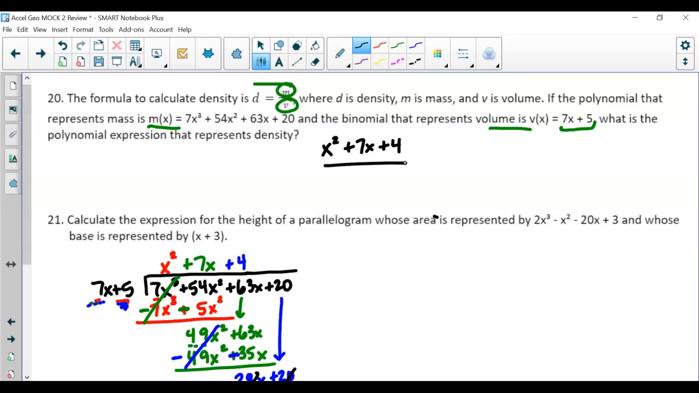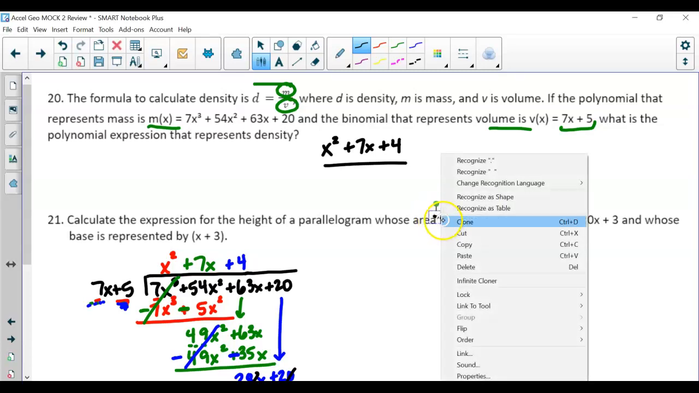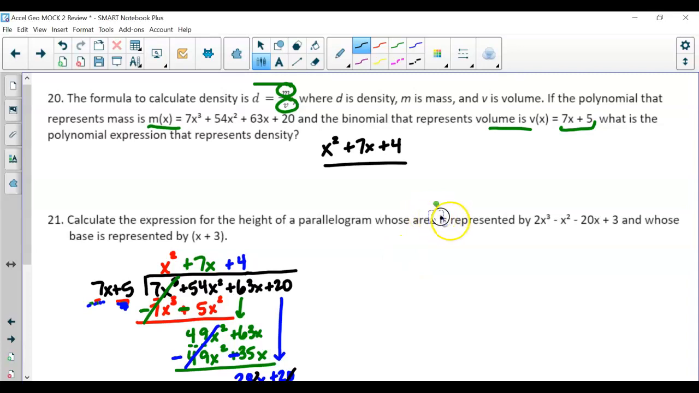Now 21, we're calculating the height of a parallelogram, which has an area of this polynomial here and a base. Now, parallelogram, area is equal to base times height. So again, we're given the area, you're given the base, we're looking for the height. So we're going to work backwards and divide by the base to get the height.